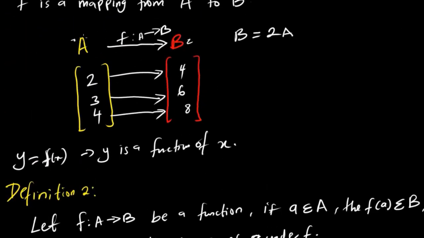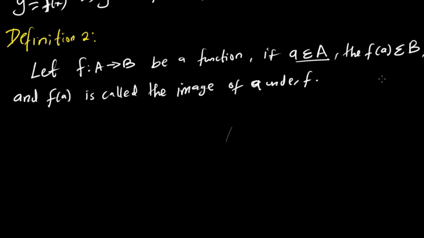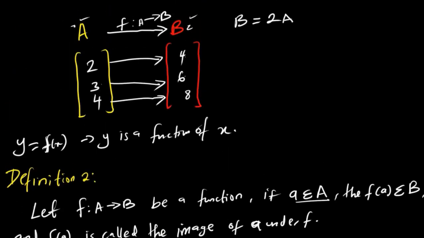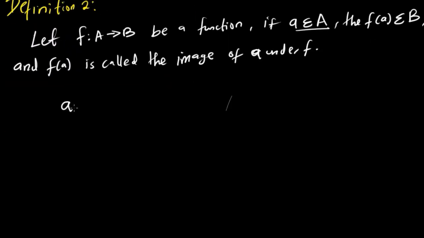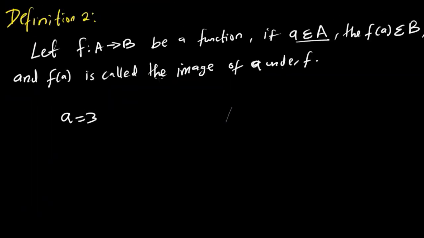Here we have set A and set B, with three elements of set A, which are 2, 3, and 4, and three elements of set B, which are 4, 6, and 8. So in this definition, if you have a small letter a, which is an element of set A, we can just pick any element of set A. If I pick 3, if I say a equal to 3, and don't forget, we defined this particular function as b equal to 2a. So b is a function of a, and in this case b equals 2a.